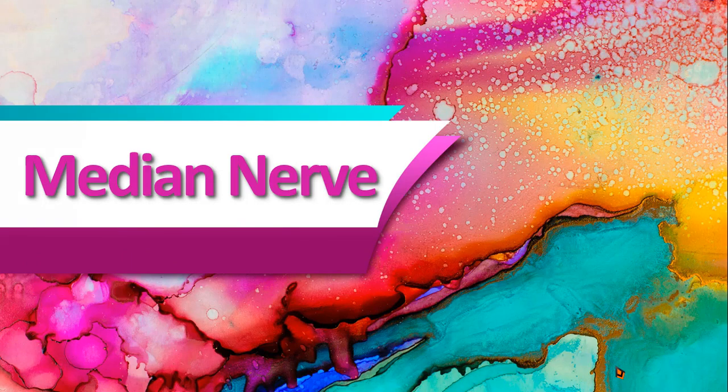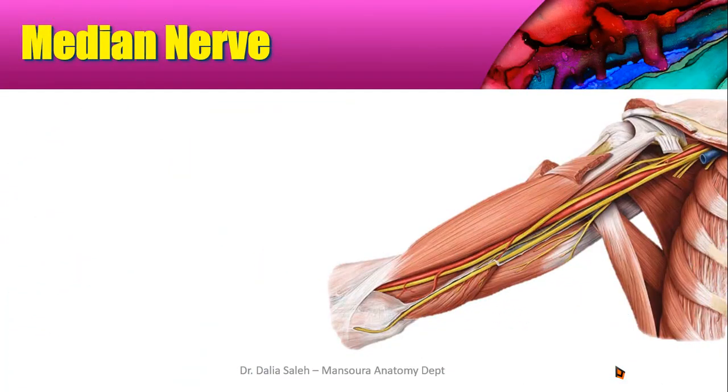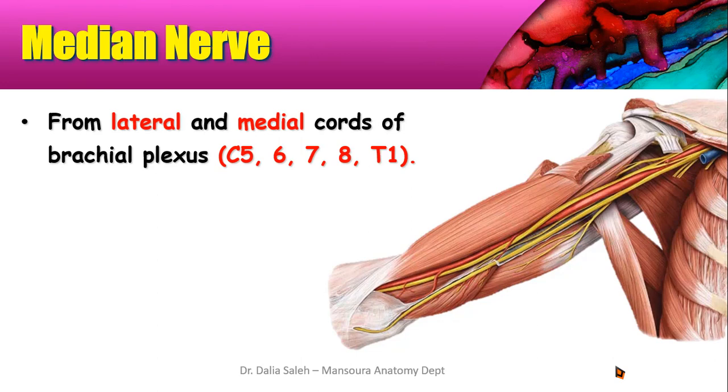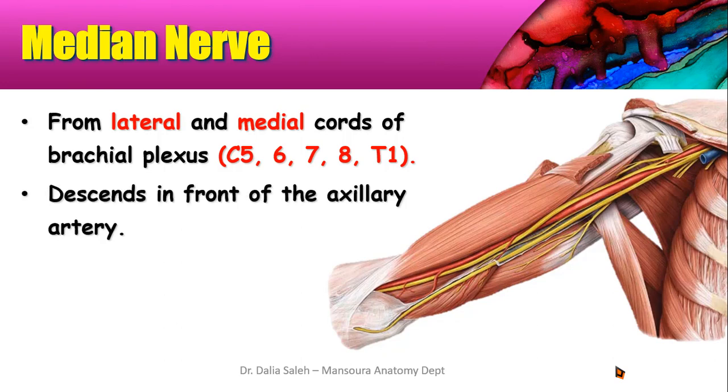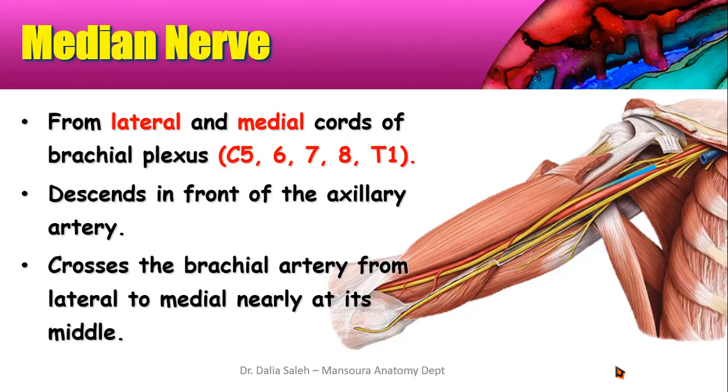Next, we have the median nerve. It is formed by 2 roots, one from the lateral cord and one from the medial cord of the brachial plexus. So it contains all the 5 nerve roots from C5 till T1. It descends in front of the axillary artery, then crosses the brachial artery from lateral to medial.